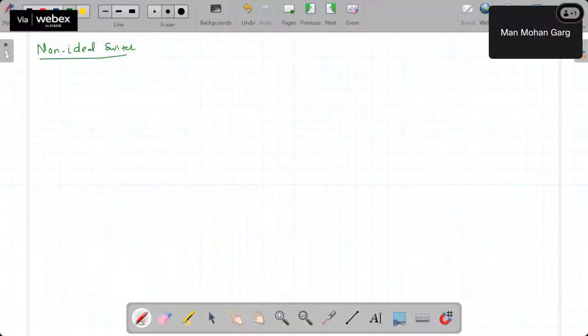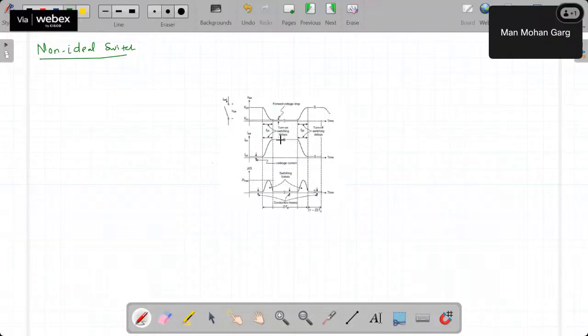So now let us come to the non-ideal switch. The non-ideal switch has many limitations. We have checked with other participants, so the voice is, I think, clear to them. Please, I request those who are not able to hear, audio not clear, buffering issue. Maybe now it's clear. Okay, so I have now used this earphone, so maybe it is better.